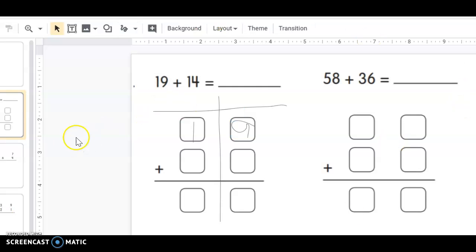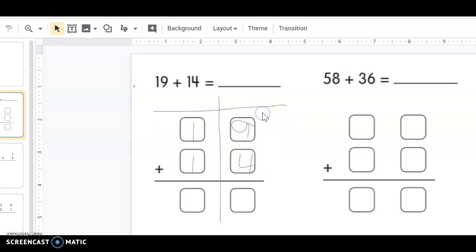And then after I write the number 19, I want to write the number 14. And I want to make sure that my 1 is in the tens place and my 4 is in the ones place. Okay, that's so important. So here I wrote 19 and here I wrote 14.